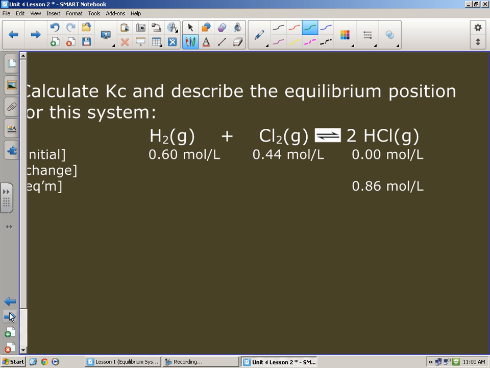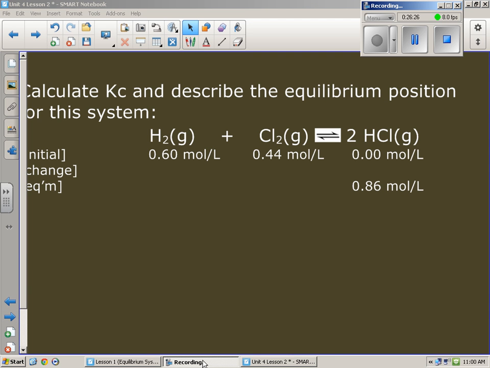Okay, so let's take a look at this one here. Calculate the Kc. Now that you've done one, you should be able to do this one, combining everything together that we've learned so far, and describe the equilibrium position for this system. So go ahead and do that.